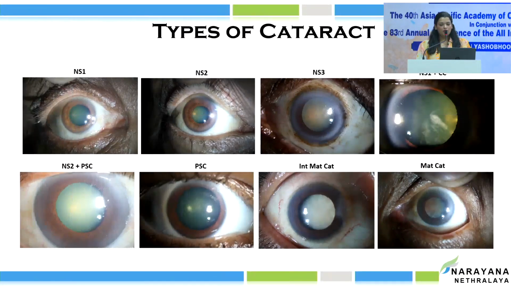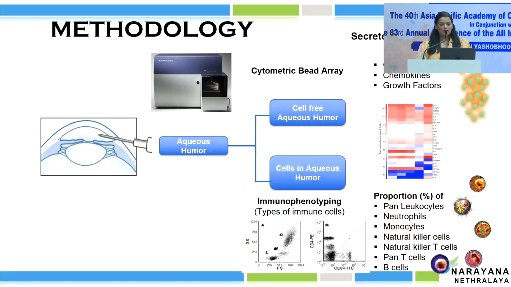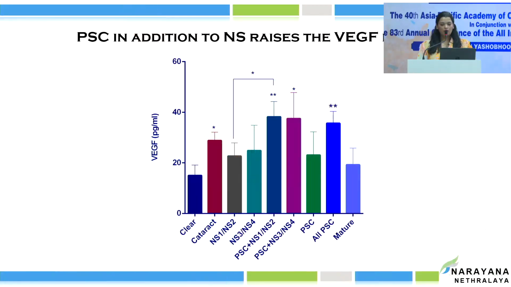In our study, we included all cataract eyes, which were subdivided into groups depending upon the grade. Aqueous humor was collected during standard of care cataract surgery. The cell-free part of the aqueous humor was used to measure the soluble factors like cytokines, chemokines, and growth factors, and the cells in the aqueous humor were measured using immunophenotyping.